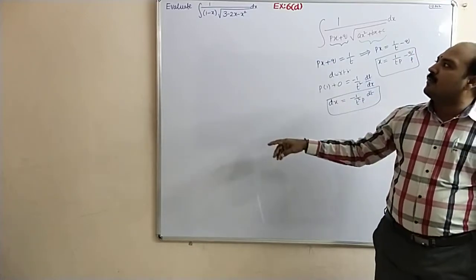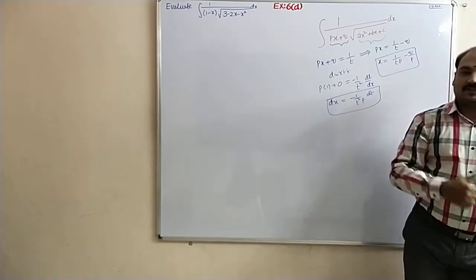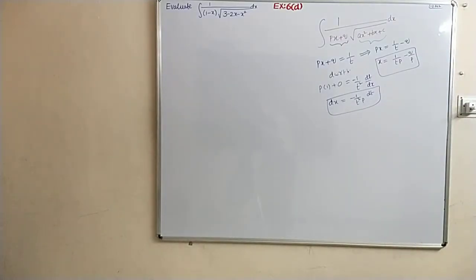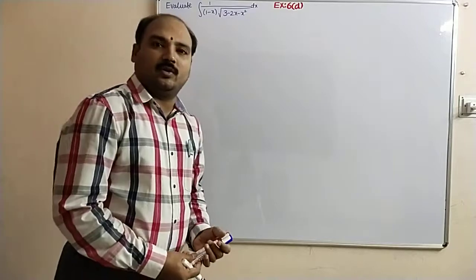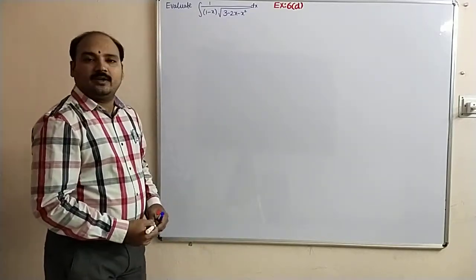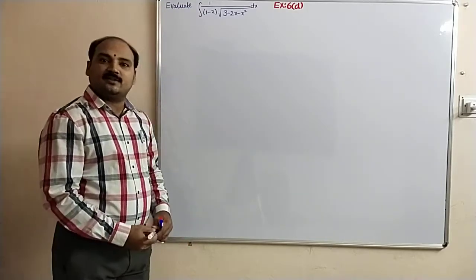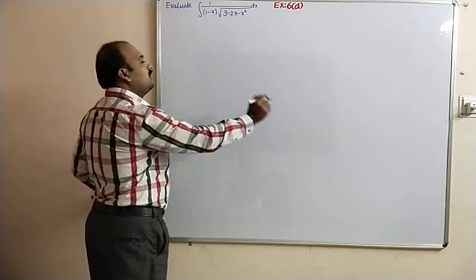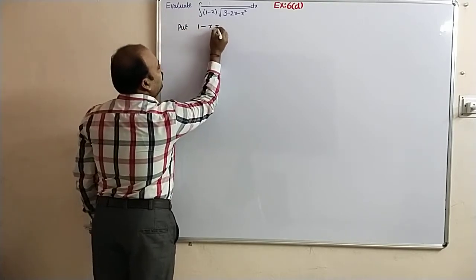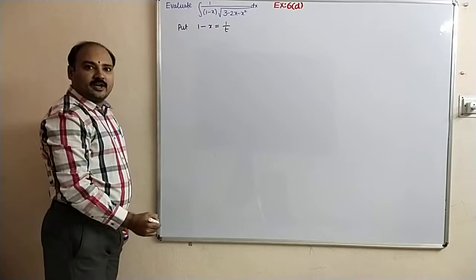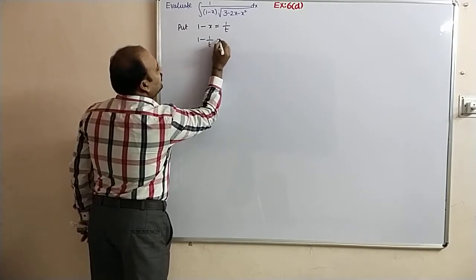Evaluate integral 1 by (1 minus x) into under root of (3 minus 2x minus x square) into dx. Now the question, evaluate integral 1 by (1 minus x) into square root of (3 minus 2x minus x square) into dx. First, according to the procedure we discussed, put 1 minus x is equal to 1 by t. So after that make x the subject. So minus x we can take this side. 1 minus 1 by t is equal to x.